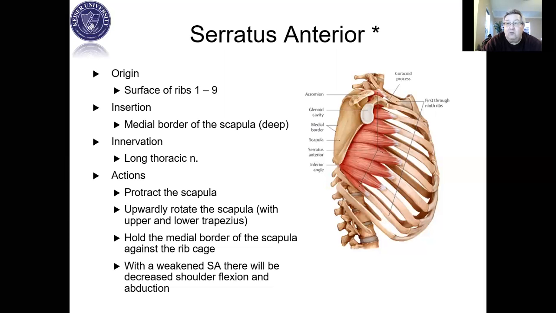So again, what you need to know about the serratus anterior: its origin is the first 9 ribs. It inserts into the medial border of the scapula. It is the long thoracic nerve, hence SALT. And it is the major protractor of the scapula.